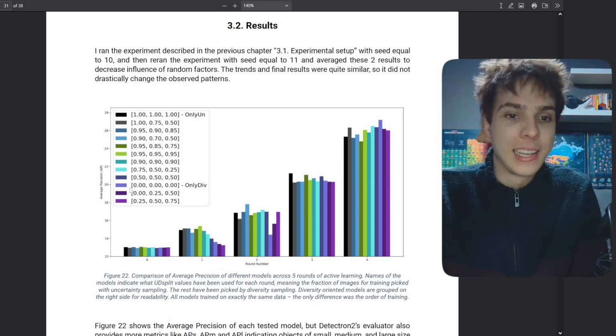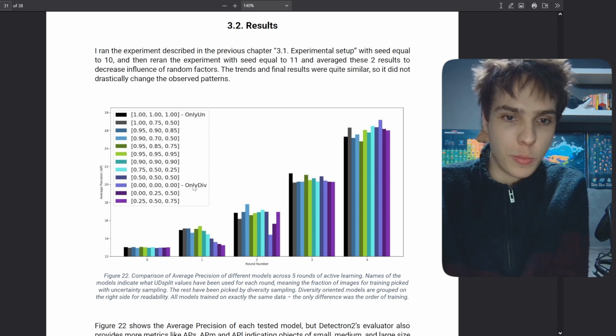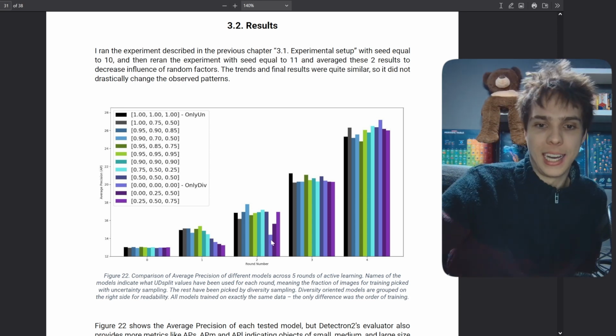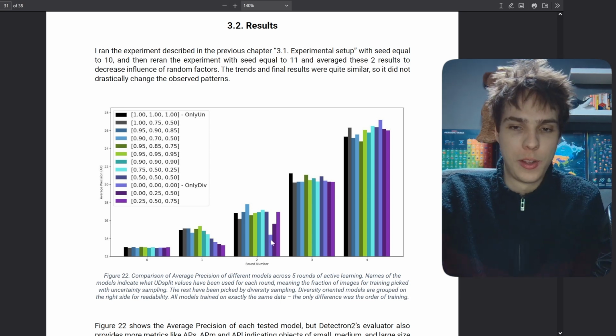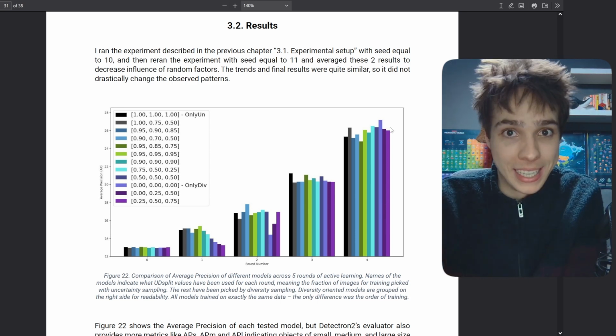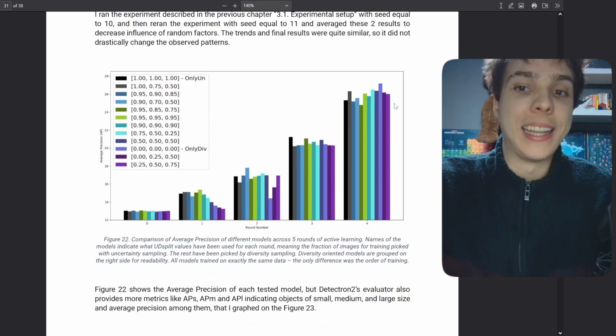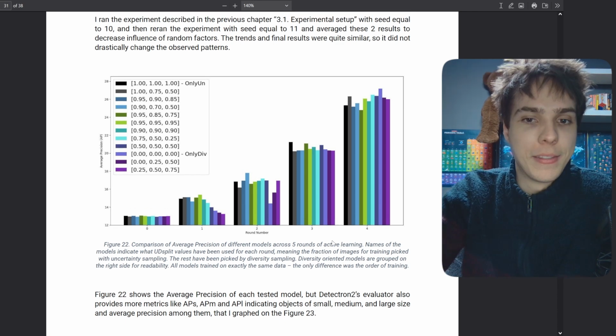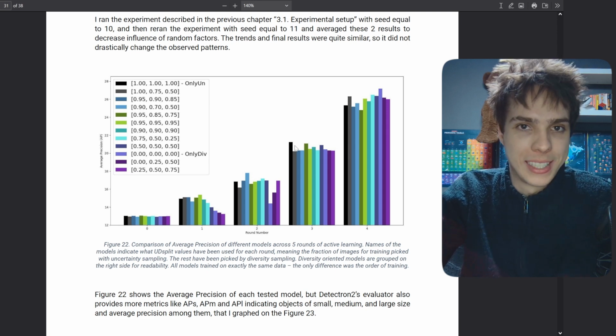At the beginning, the most diversity-oriented model with no uncertainty sampling seems to really fall behind after round 2. But ultimately, that makes me so happy. Ultimately, it performed the best. And we can really see that diversity-oriented models performed the best on average, even though after round 3, the full-on uncertainty model performed the best.